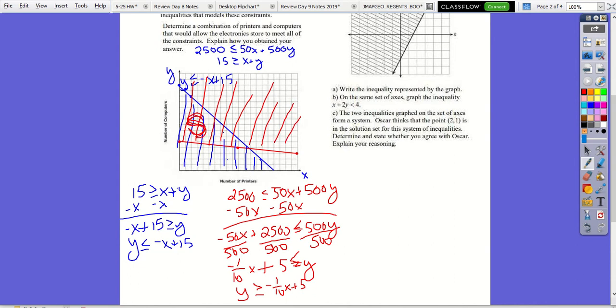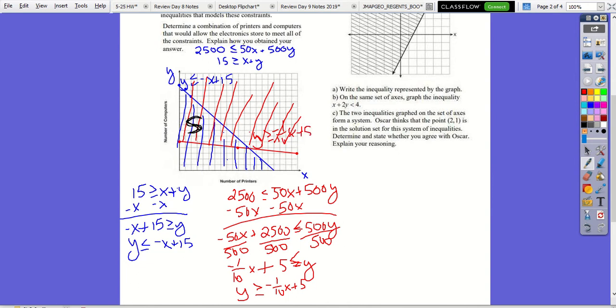All right, we'll do this in a little different color so you can see it. Anything that occurs in there. All right, and we also want to label the other line. So this is y is greater than or equal to negative 1/10 x plus 5.